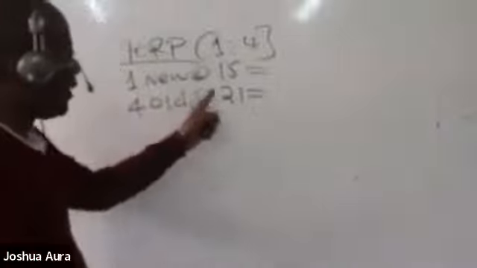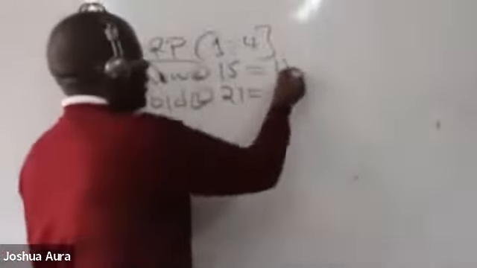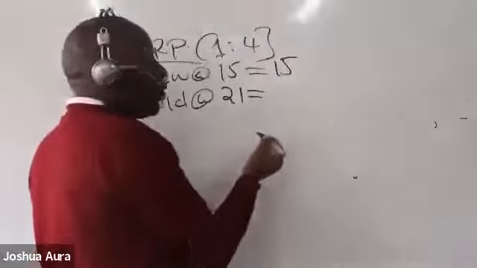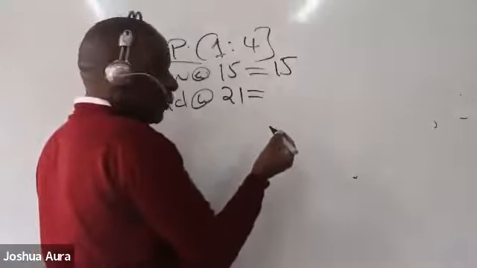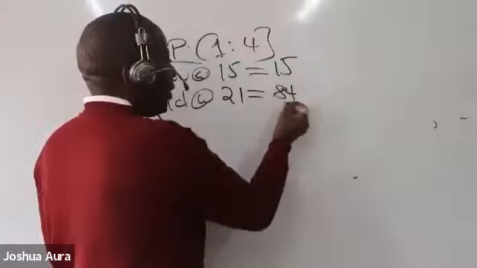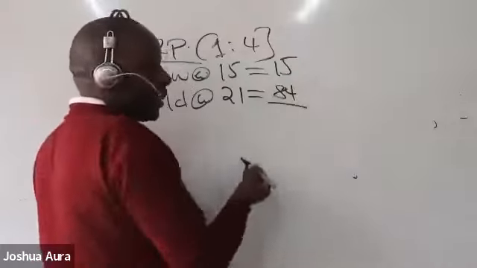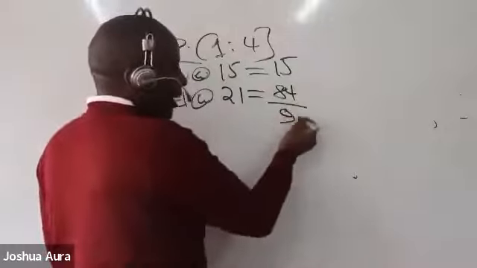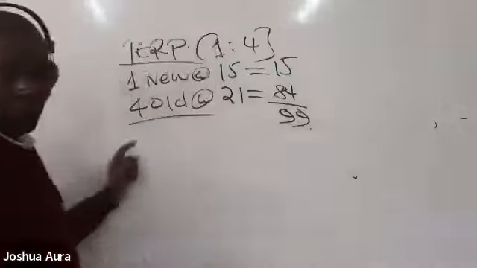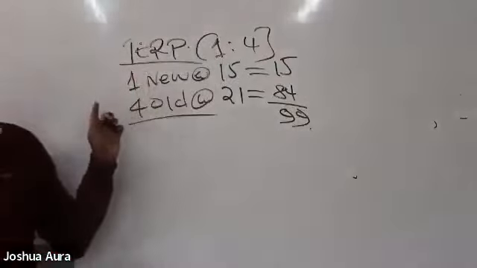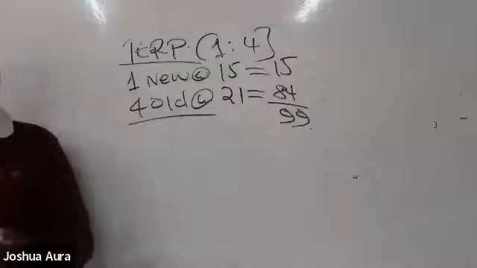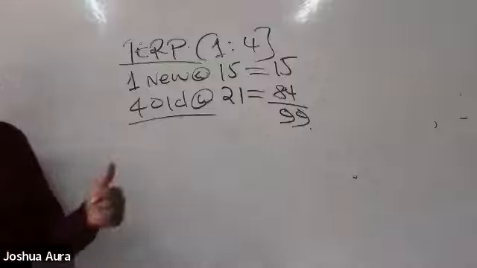So 1 times 15 gives me how much here, somebody? 15. 4 times 21 gives me what here, somebody? 84. So then go ahead and add. 99. Thank you very much. For how many shares? Somebody talk to me. Somebody who is online. Thanks, Dennis. For how many shares? For 5 shares now, isn't it?